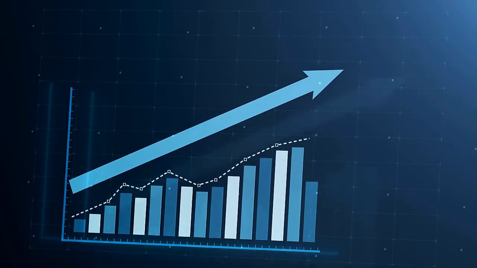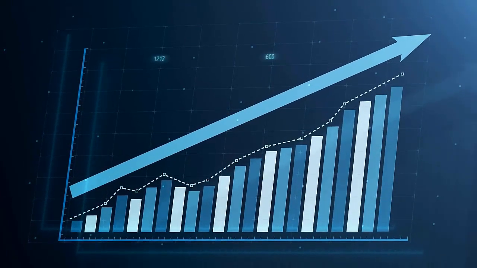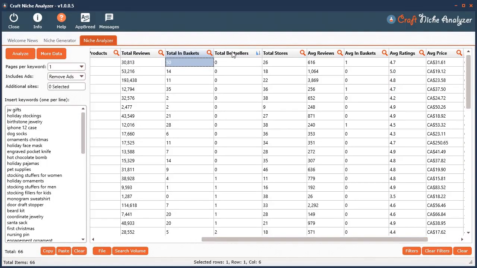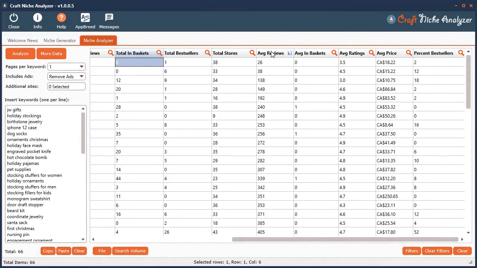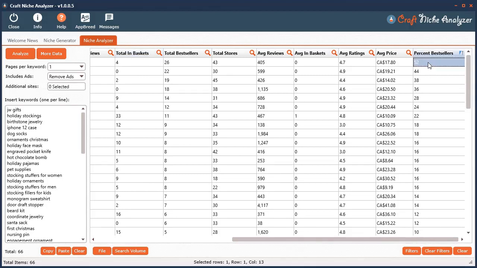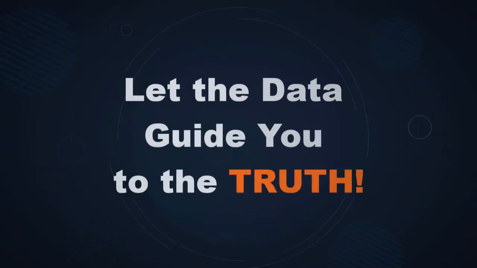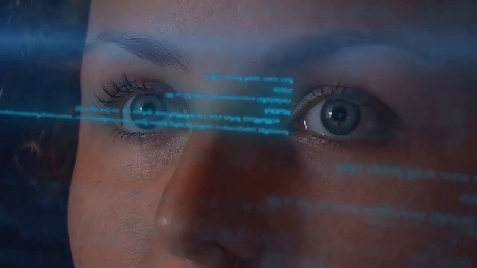This gives you an instant indication of how well a given niche market is doing on Etsy in real time. Plus, you can get the total best sellers found, as well as the total number of unique stores that are selling these products. Not only that, you can instantly get the average reviews per product, the average number of in-baskets, the average rating, price, and even the percent bestsellers found amongst the results. Stop trying to guess which niches are successful and let the data guide you to the truth.